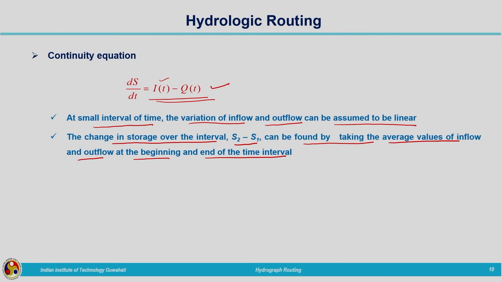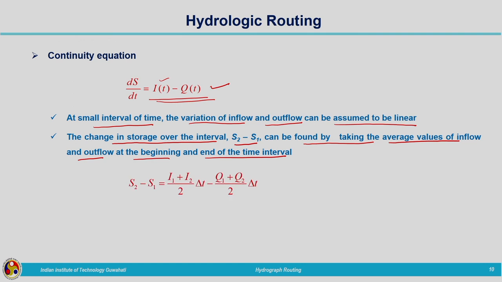So, dS by dt can be written as (S2 minus S1) divided by delta t, and correspondingly I and Q can be written as the average of the I values within this time interval, at the beginning and end, and also the average of the Q values at the beginning and end of the time period. So, the equation takes the form S2 minus S1 is equal to (I1 plus I2) by 2 delta t minus (Q1 plus Q2) by 2 delta t.